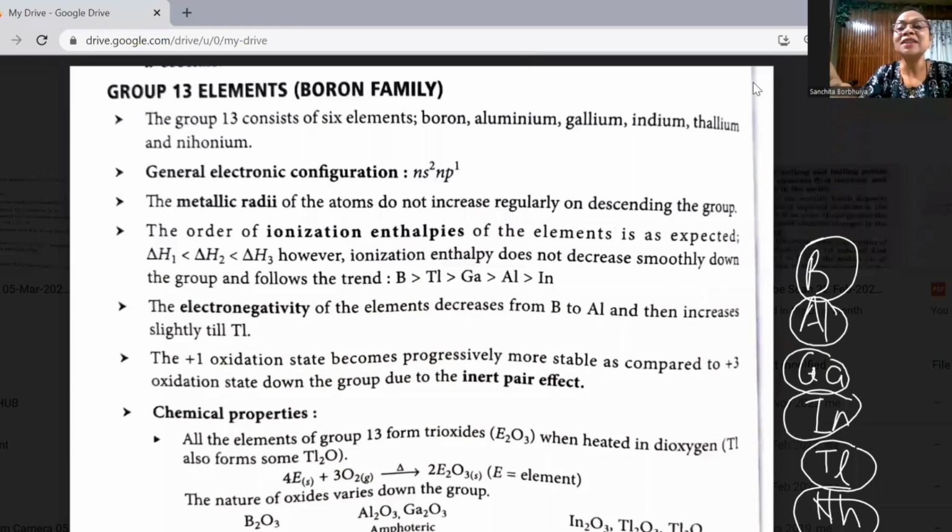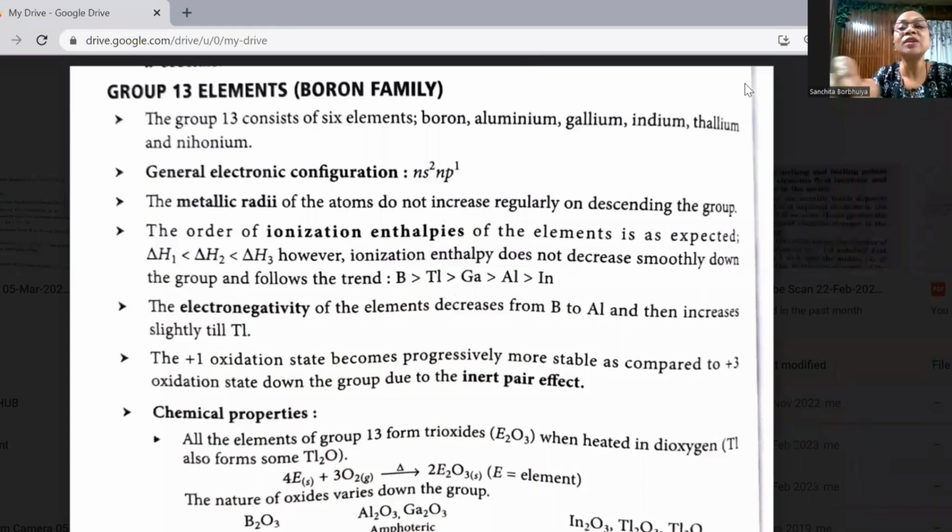So let us start with the general electronic configuration. What could be the general electronic configuration of these elements? It has to be ns2 np1. What is the reason? All these elements are filling the first electron of the p block, so it has to be p1. So that's how you remember. The metallic radii of the atoms increase, but not regularly, on going down the group.